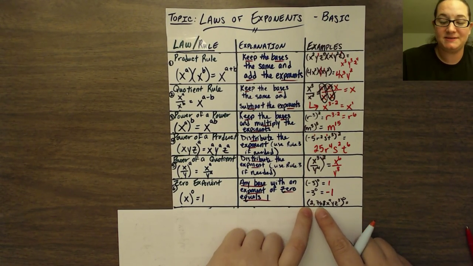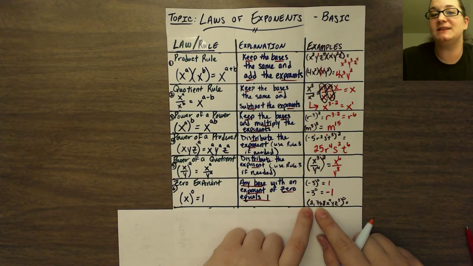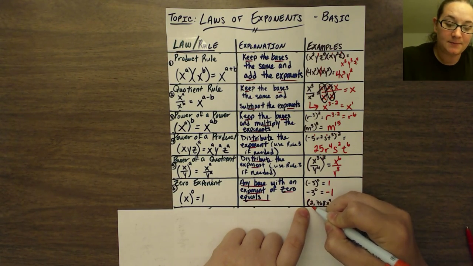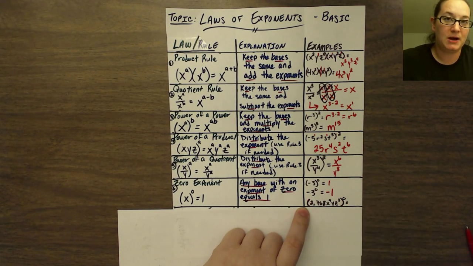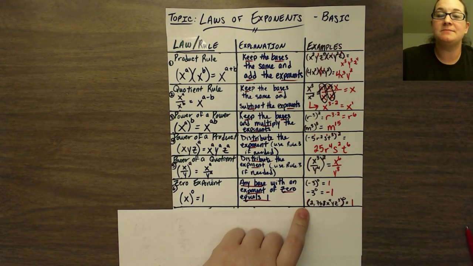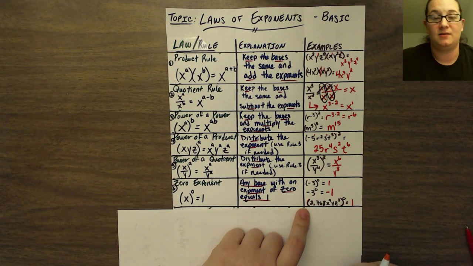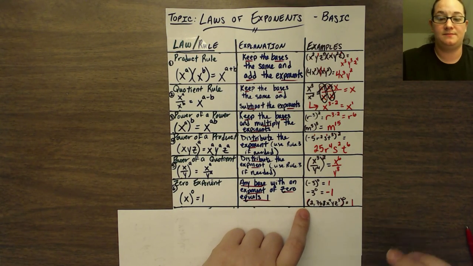I put this example on the bottom, 2,768 x to the 4th y z cubed. All of that inside parentheses to the 0 power, all of that becomes 1. It doesn't matter what the base is. If that base is being raised to the 0 power, it's 1. It could be a million. And if it's raised to the 0 power, it's 1.